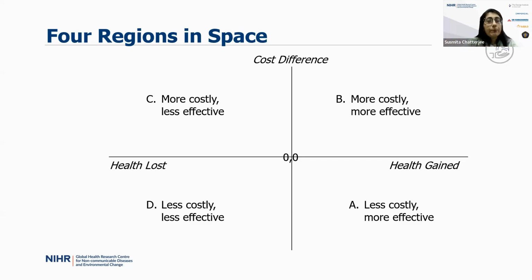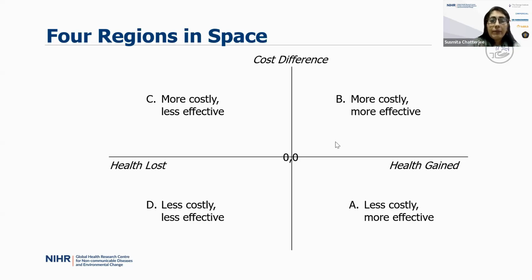And that is what we are putting in this space. When we create a graph, my point is that my intervention can be in any of these regions, right? Now you all agreed that if, effectiveness and cost wise, my intervention is found to be less costly and more effective, I should definitely go for it.